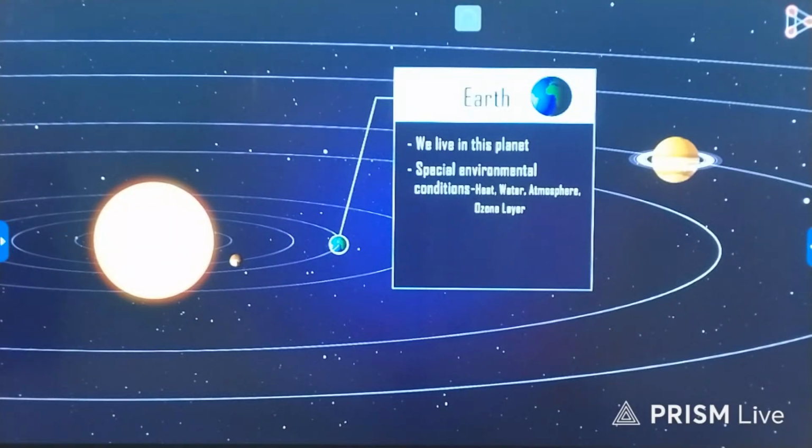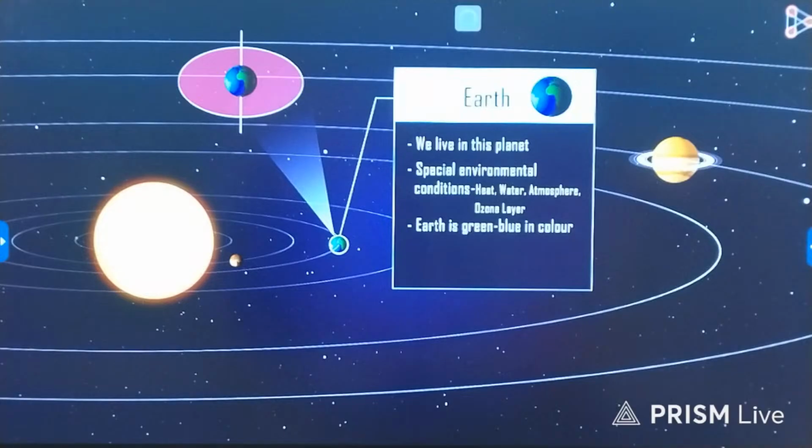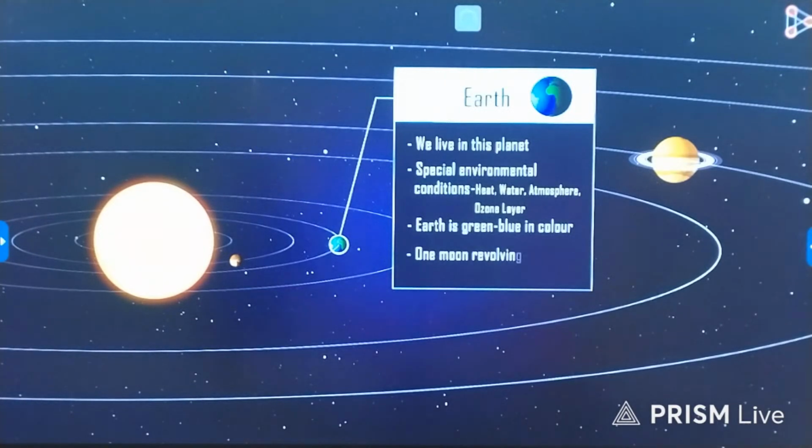The only reason you can see the Earth as a green-blue color from space is because of the reflection of the water and the mass of land. We already know that the Earth's axis is tilted and not perpendicular to the plane of the orbit. It is due to this that we are able to get different types of seasons like winter, summer, autumn, and spring. The Earth has only one moon. Yes, the very same moon we see in the night.